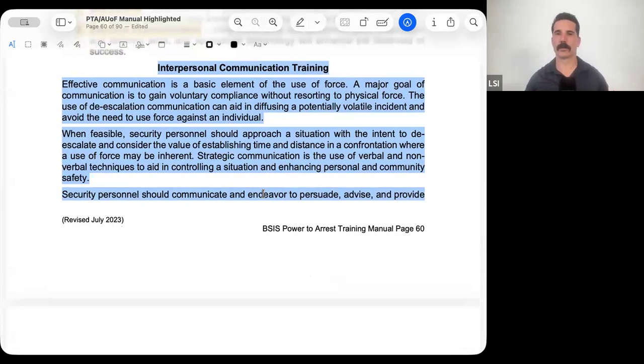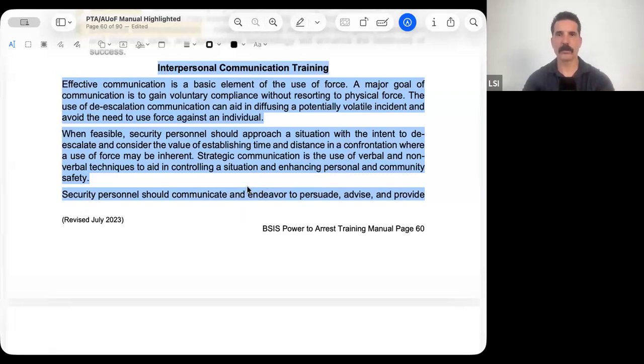Interpersonal communication training. Effective communication is a basic element of the use of force. A major goal of communication is to gain voluntary compliance without resorting to physical force. The use of de-escalation communication can aid in diffusing a potentially volatile incident and avoid the need to use force against an individual. When feasible, security personnel should approach a situation with the intent to de-escalate and consider the value of establishing time and distance in a confrontation where a use of force may be inherent.